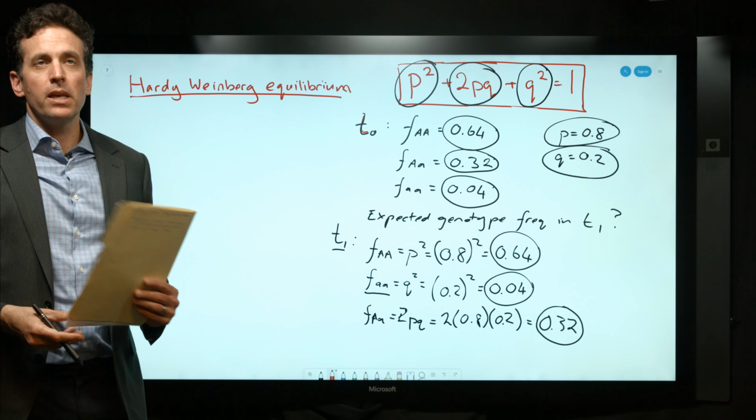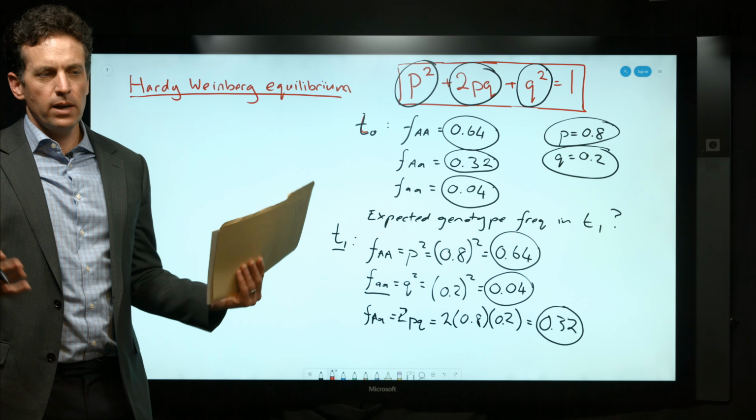This was a really important finding, even though the mathematics is incredibly trivial. In fact, these were mathematicians who discovered this principle and thought it was so trivial that it took them a long time to publish this finding. But the important implication here is that genetic variation is neither created nor destroyed by the process of transmitting from one generation to the next. And so the genotype frequencies remain stable in a population that is in Hardy-Weinberg equilibrium.